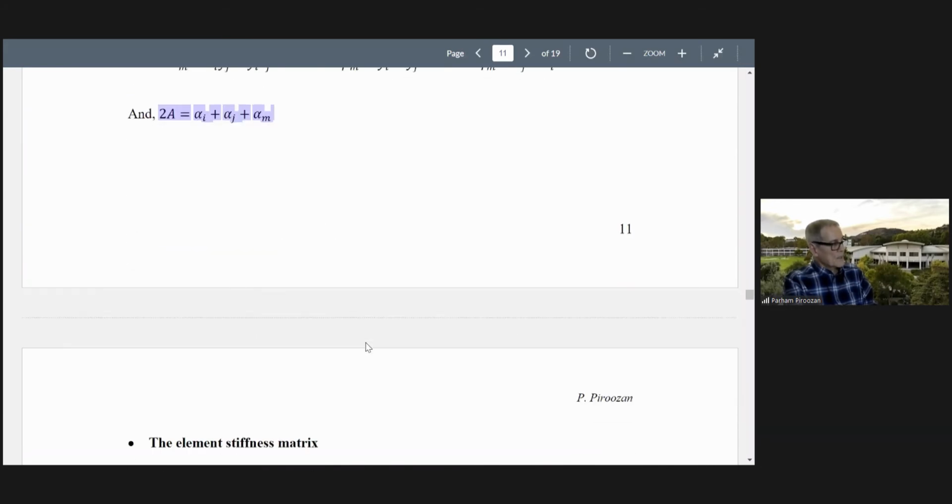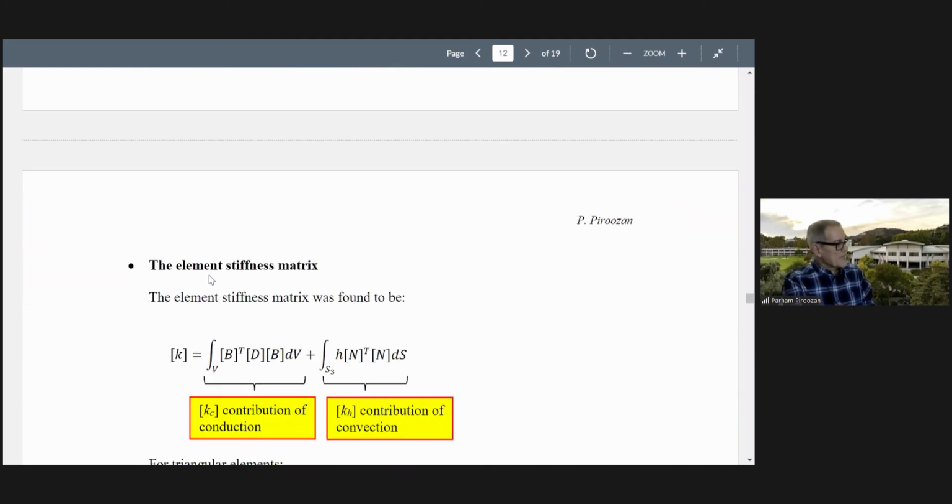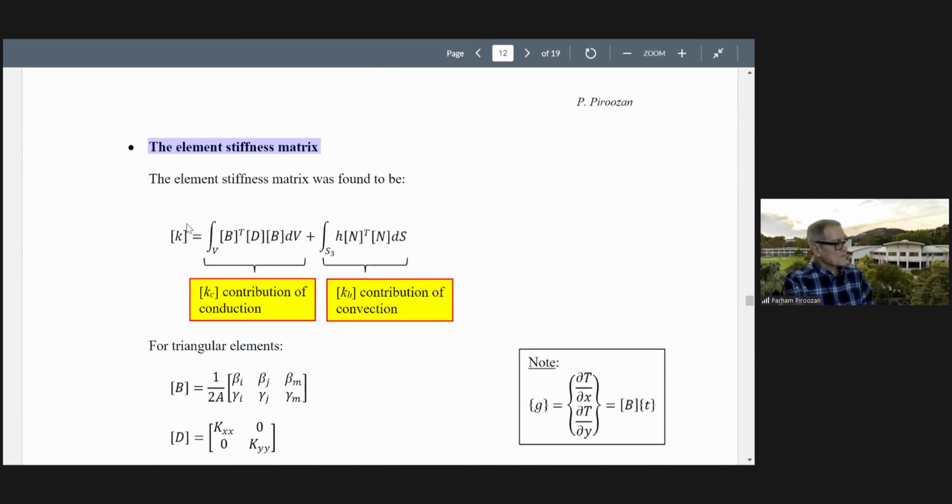Now, our goal is always to find the element stiffness matrix. We go back to that general formula. Remember, we said this is K. In heat transfer problem, this is the element stiffness matrix. It has 2 pieces: K sub C and K sub H. K sub C is the contribution of conduction. K sub H is the contribution of convection.